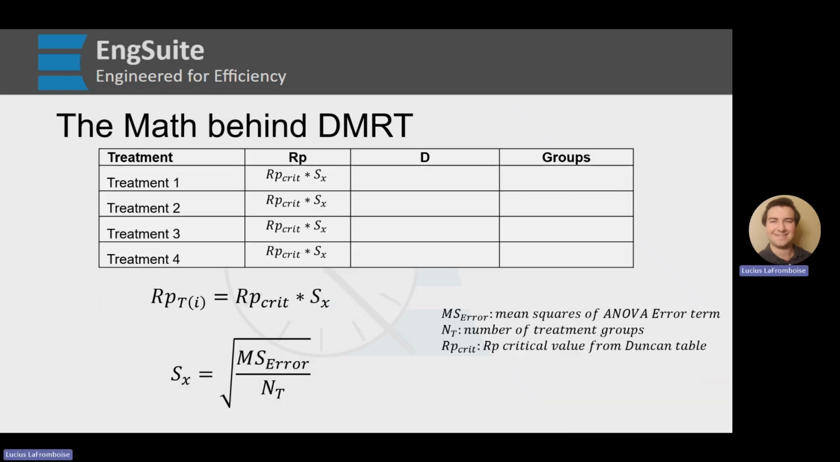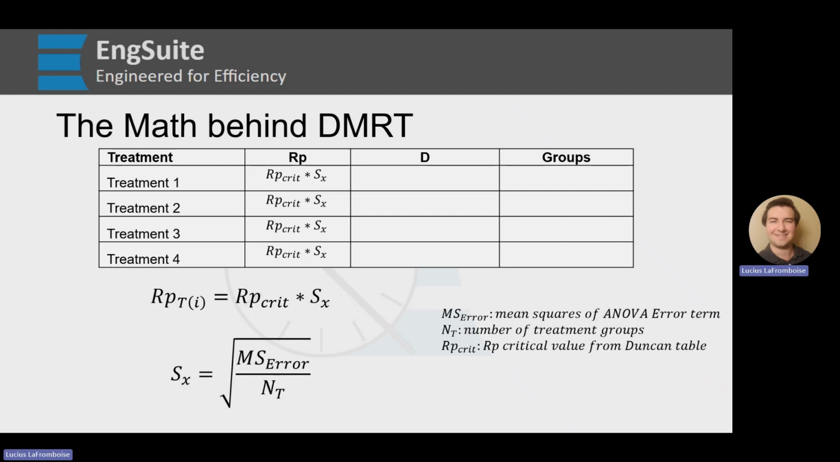So the math behind DMRT. This one's actually quite a bit simpler, but it requires some outside resources. To calculate this RP value, we first need the RP crit. And the RP crit is the RP critical value from the Duncan table.